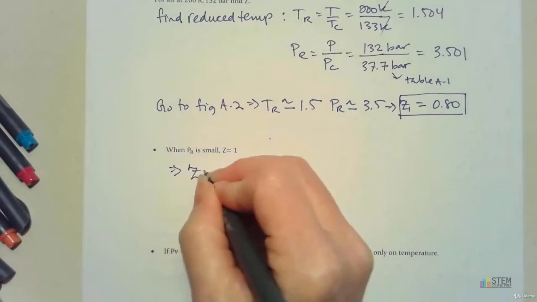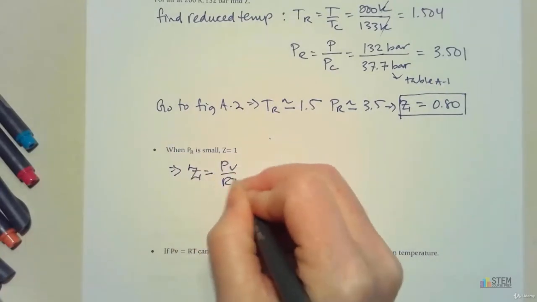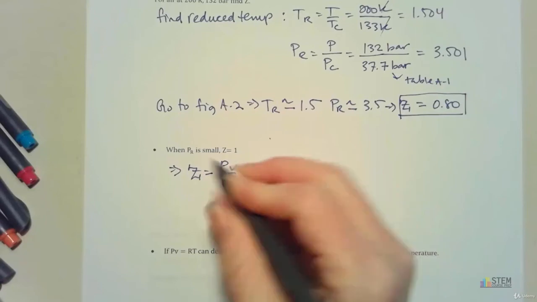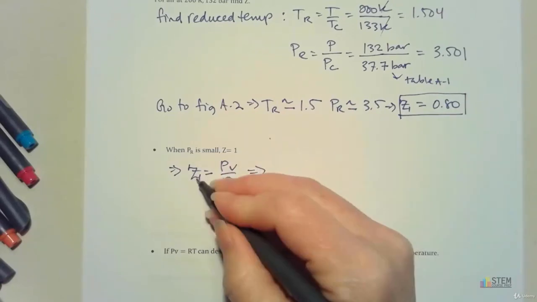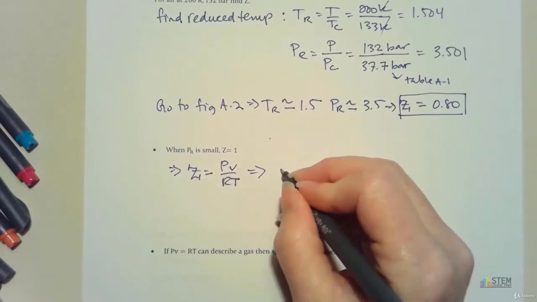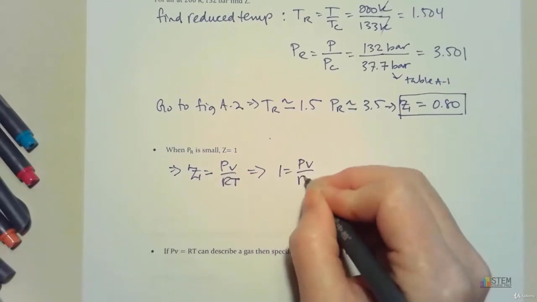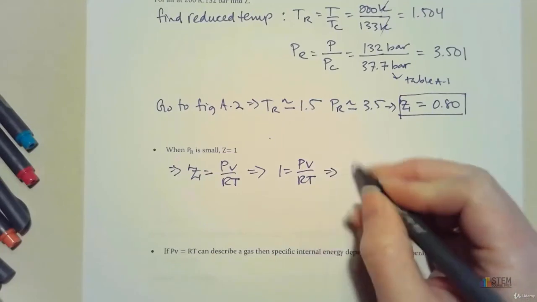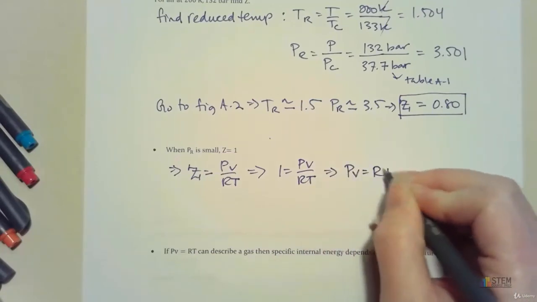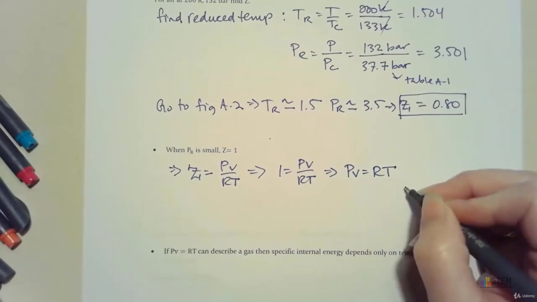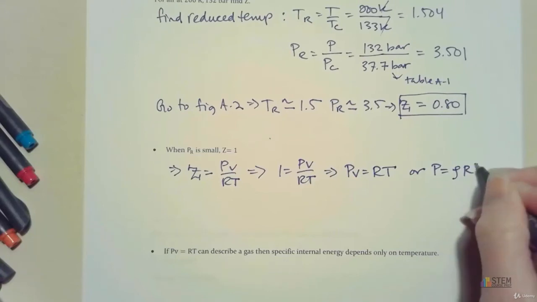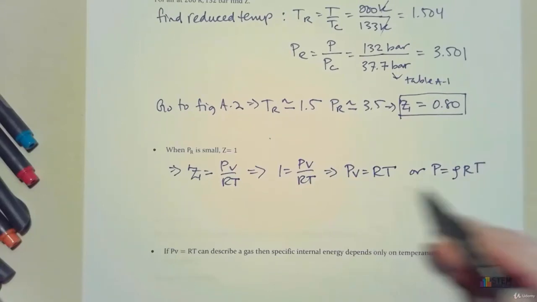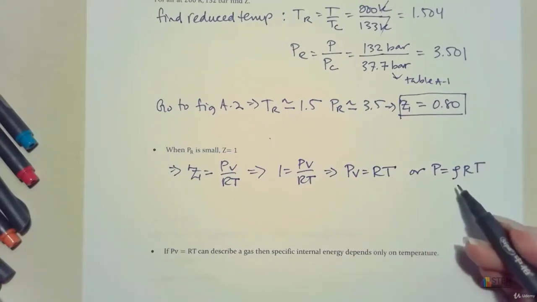So if Z is equal to PV over RT, and Z is equal to 1 when PR is small, if we plug a 1 in for that, we'll have 1 equals PV over RT. Now if you look, you get PV equals RT. Another way of writing that is P equals rho RT. Do either of these look familiar to you? If you've ever taken chemistry, they should be familiar to you.